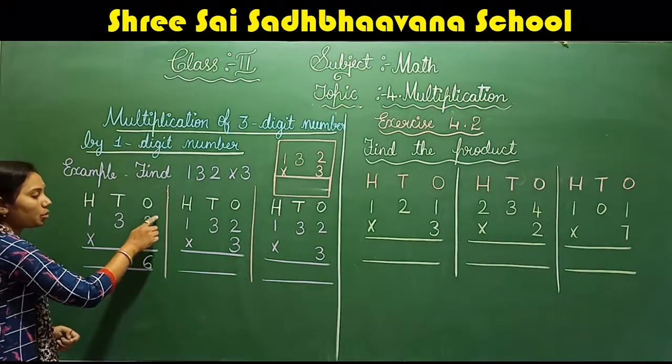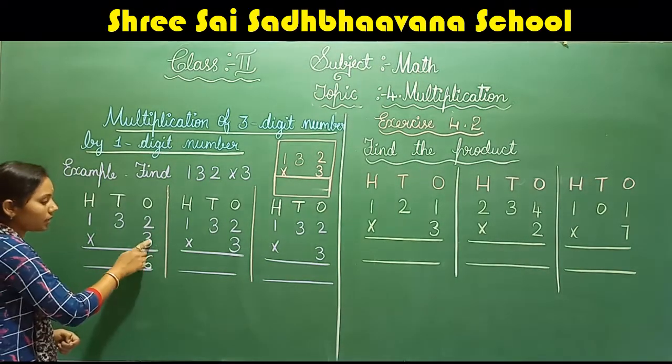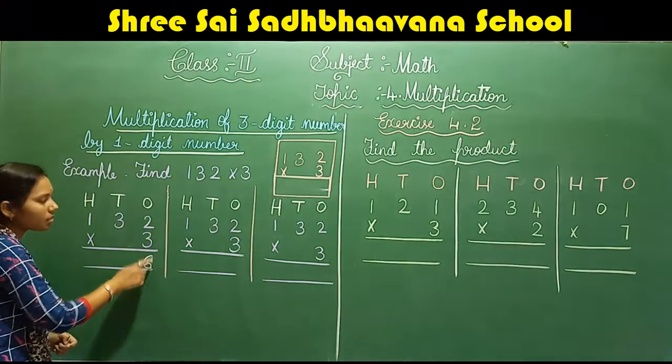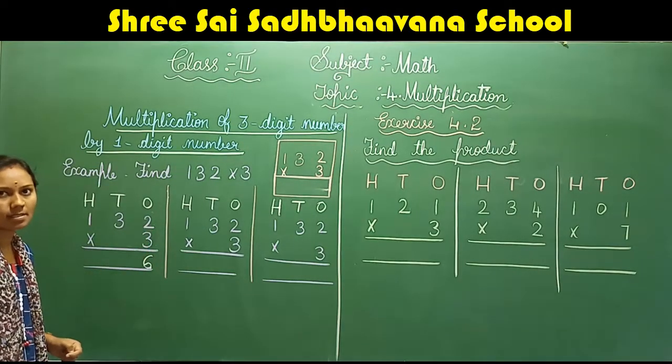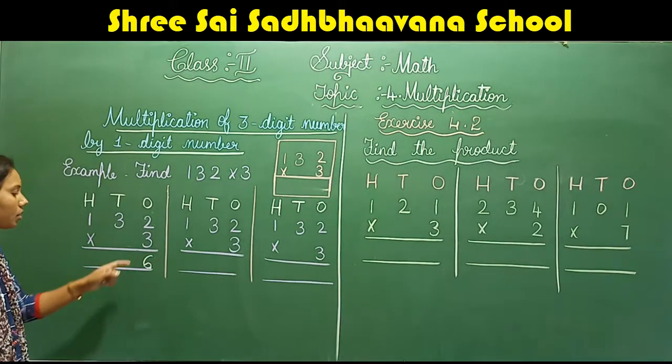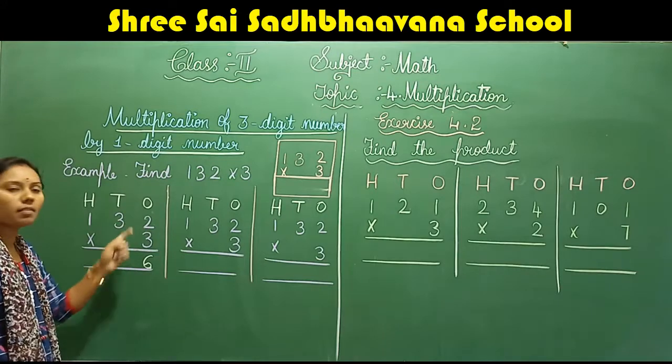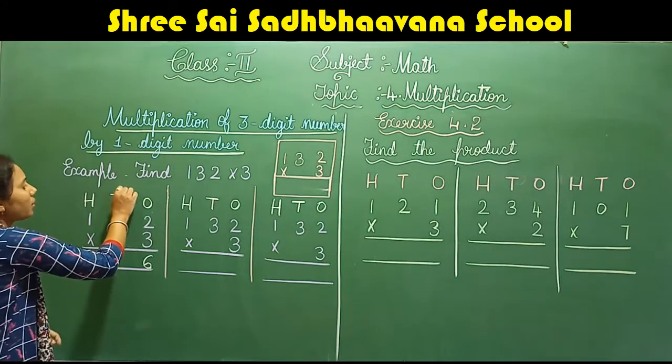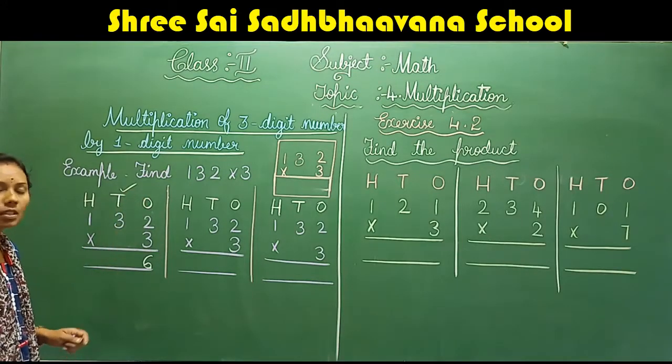So 2 ones into 3, that is 3 into 2. 3 twos are 6. Ones we call the answer. So we are writing 6 in the 1's place. Here we have done with the first step.